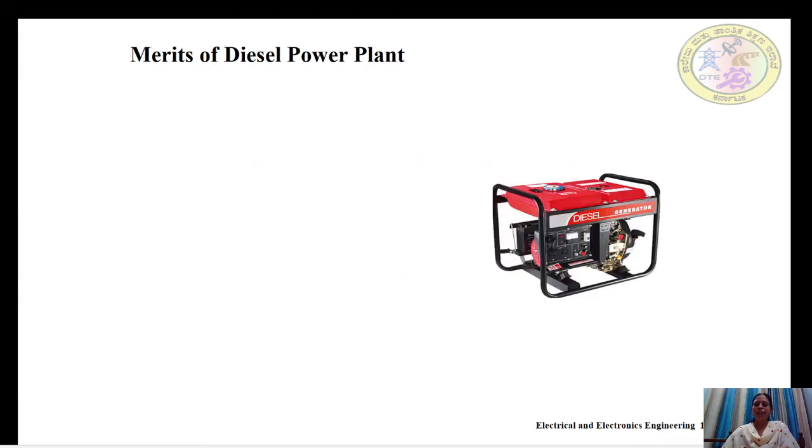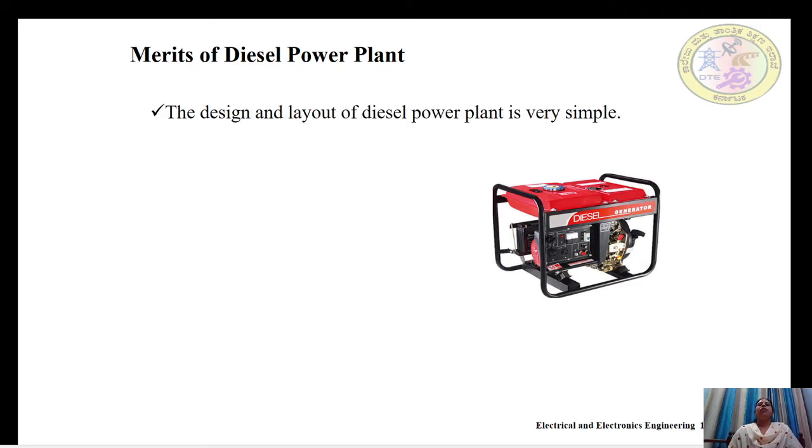Next, what are the merits of diesel power plant? We'll see one by one. The design and layout of diesel power plant is very simple. When designing a diesel power plant, it is very simple, because when compared to the other power plants, like nuclear or hydro, those take years together to design and come up with the plan. It takes a long time. But in the diesel power plant, the design and layout is very simple.